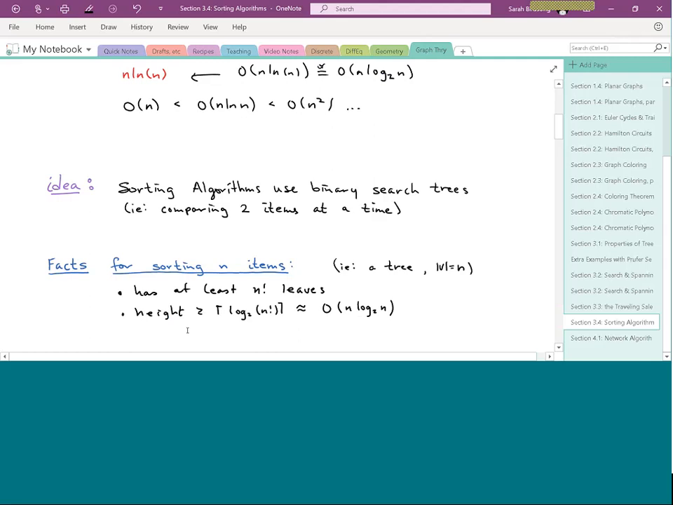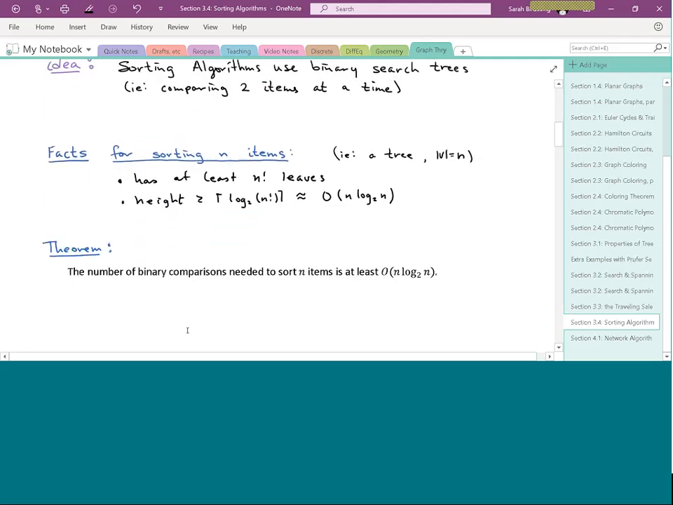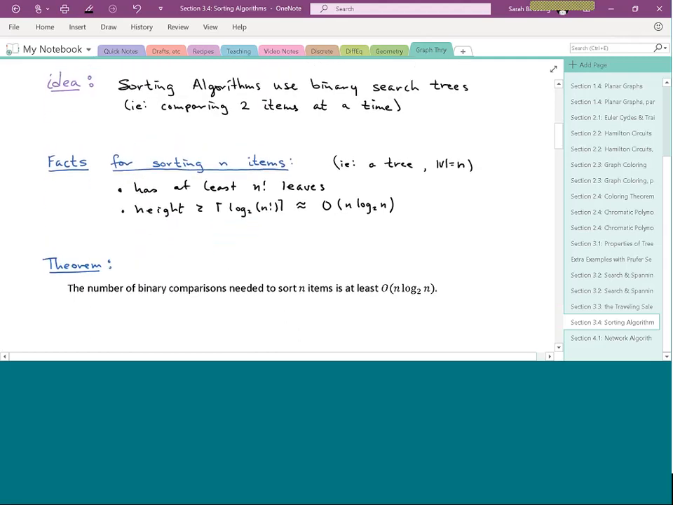Okay. Now, this gets us to our theorem. It's the main theorem of this section, which talks about if you're dealing with some sort of sorting algorithm and you're comparing 2 things at a time, in other words, you're building a binary search tree, the number of comparisons that you're going to need to sort those n items is going to be at least order n log n. And that's where these 2 guys tie in together.